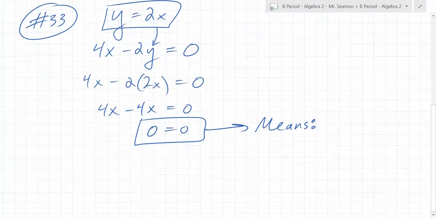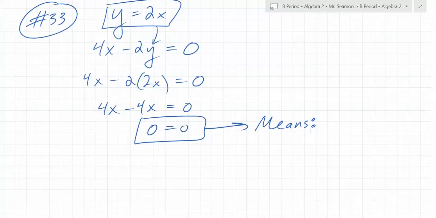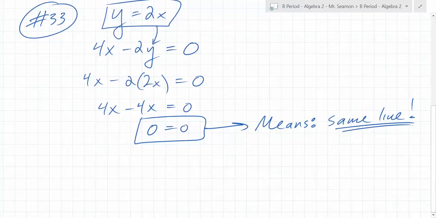It means it's always true. Any value that works in one will work in the other. So if you find a solution to the first one, it will be a solution to the second one. It means it's the same line. So where does a line intersect with itself?